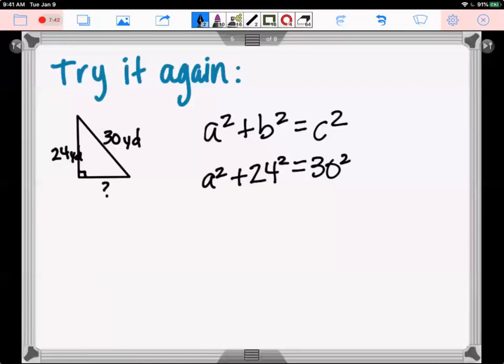So 24 times 24 is 576. 576 plus a squared equals, what's 30 times 30?